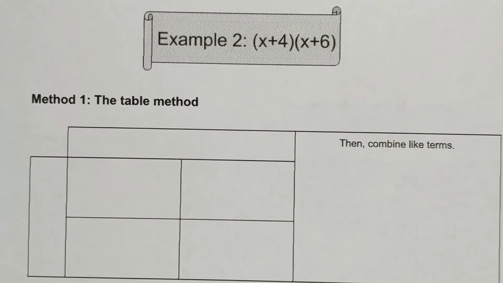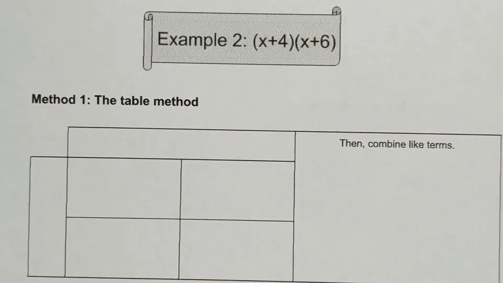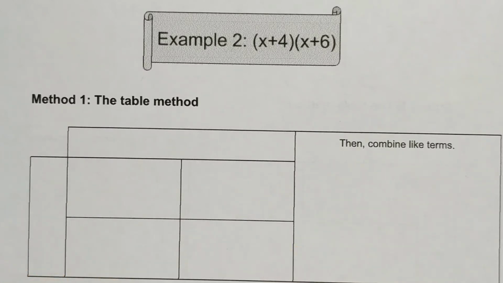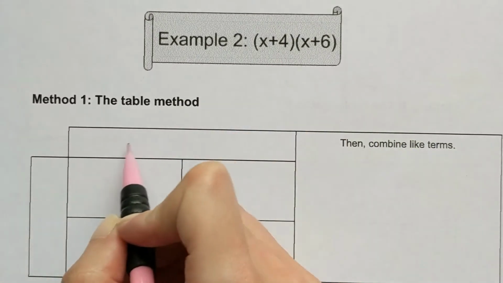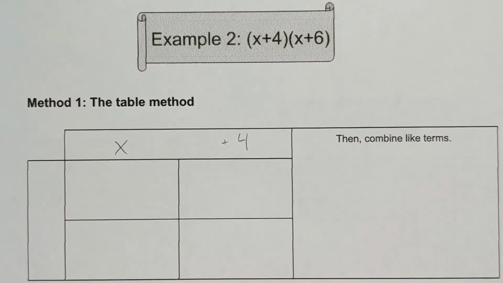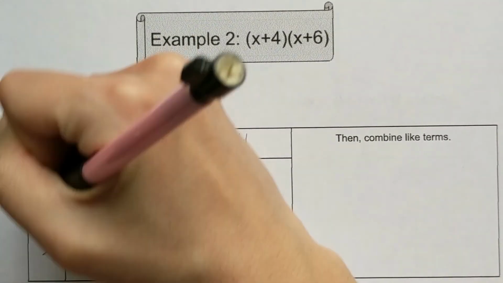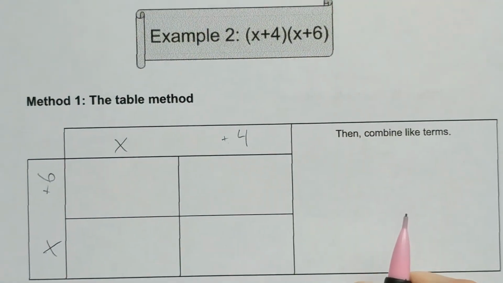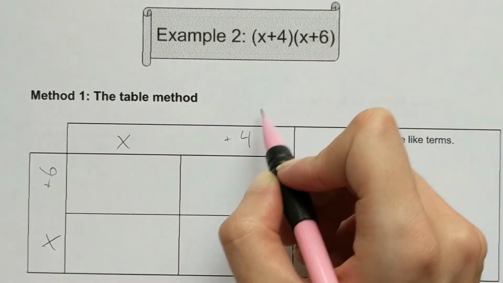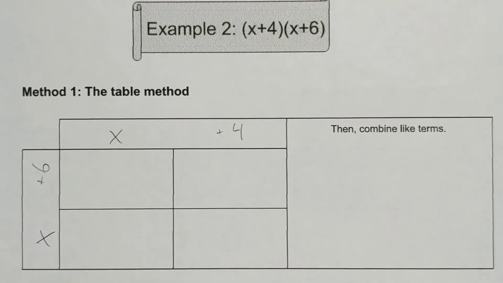Okay, let's look at another example here. X plus 4 times x plus 6. Just like the first example, I'm going to use the table method first. I'm going to rewrite my first binomial across the top of my table. X plus 4. And then I'm going to write my second binomial up the side, x plus 6. Okay, notice how I'm keeping the plus sign with the number that is right beside it. Okay, that's going to help you keep organized when we start doing negative questions.